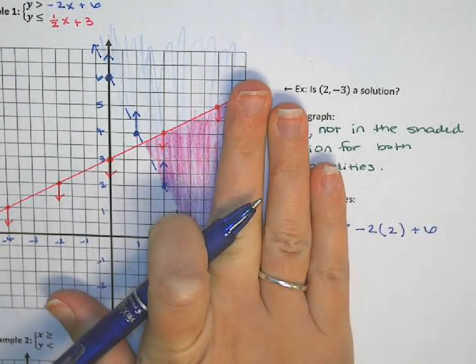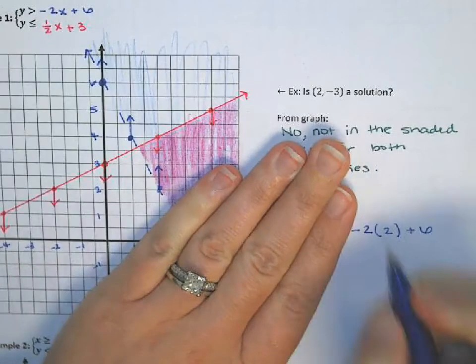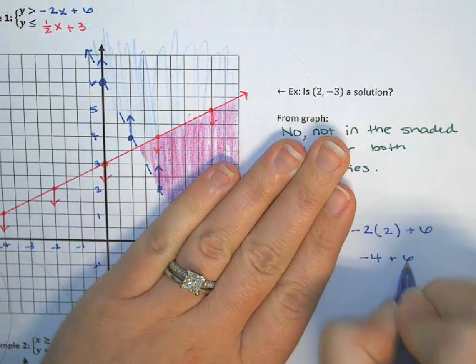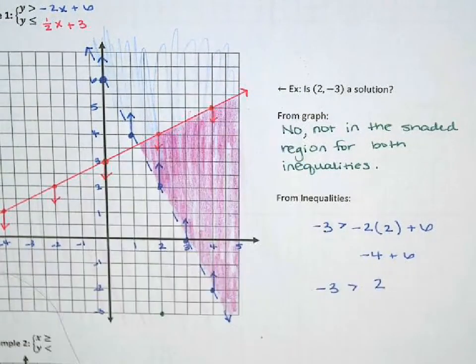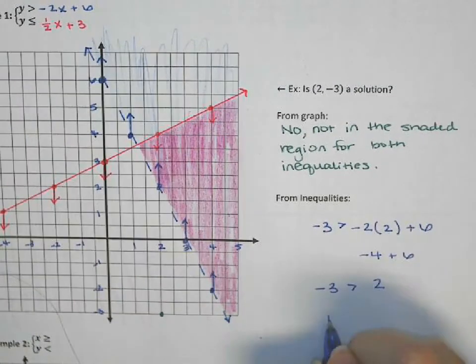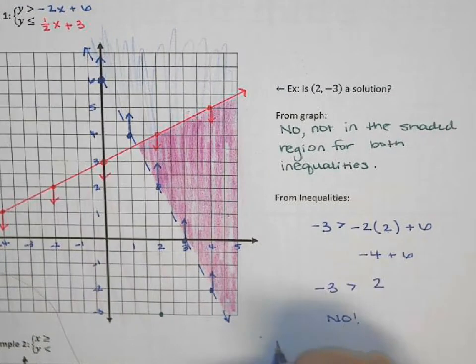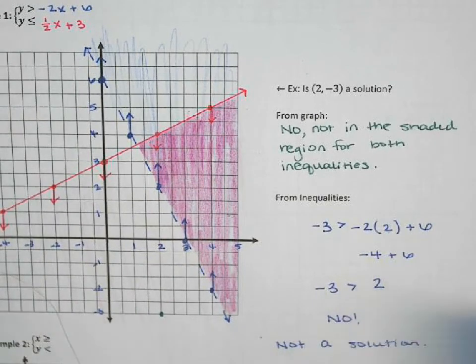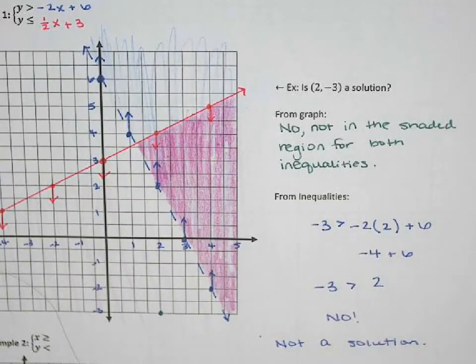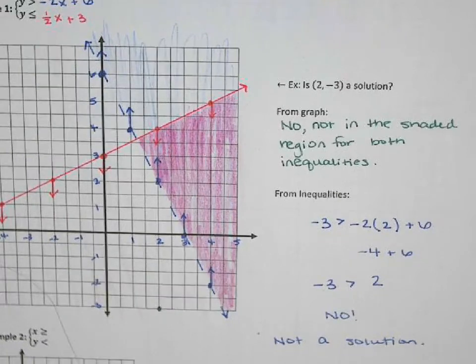On the right side, I'll need to simplify that. That is negative 4 plus 6, which is 2. Is negative 3 greater than 2? No. So as soon as I answer no, I know that this is not a solution. Now, let's say I answered yes. If I answered yes, I'd have to move on and plug it into the other inequality as well to make sure it's also a yes.